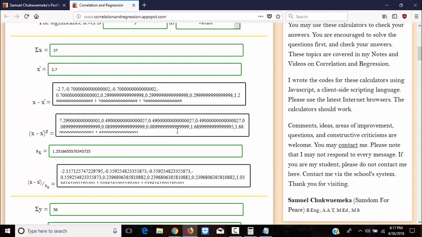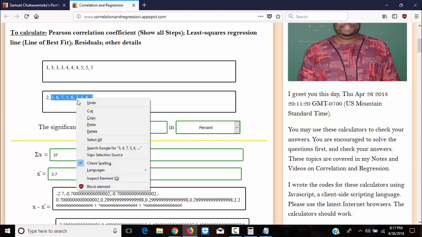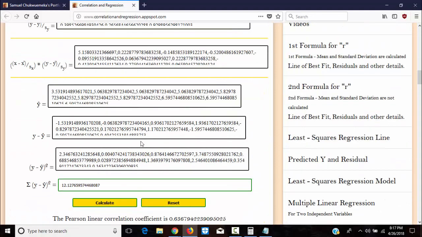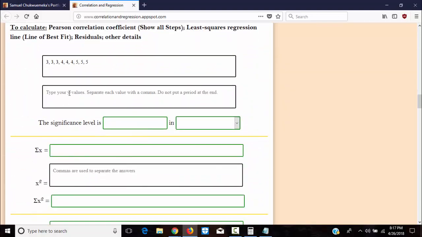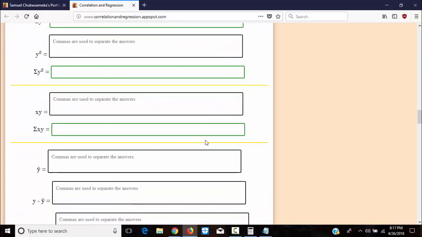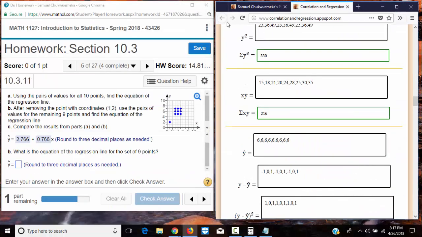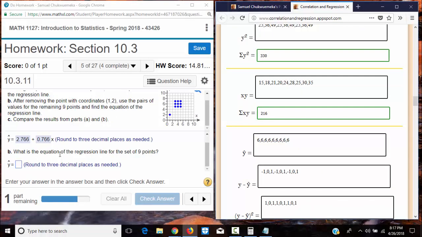And then I'm gonna grab for the Y. I'll just grab this here. Copy. Go here. Paste it. Then I'll put 5% significance level, and I'll press calculate. So it fills up all these, it populates that. Then I can answer this now.